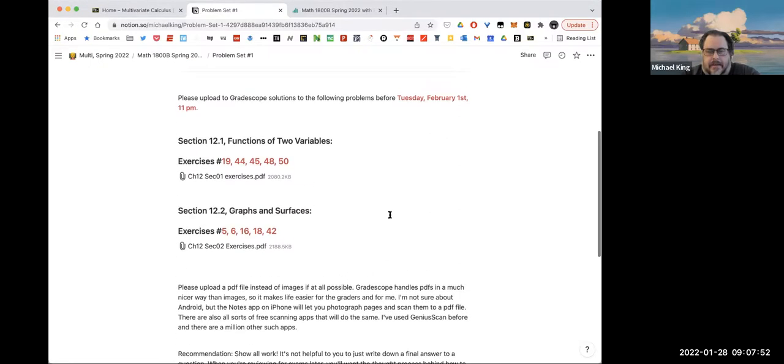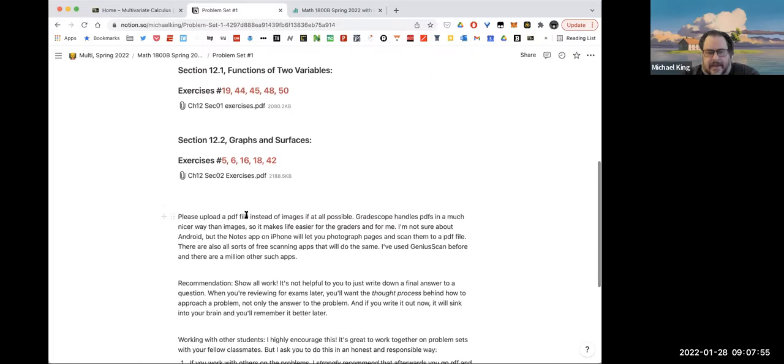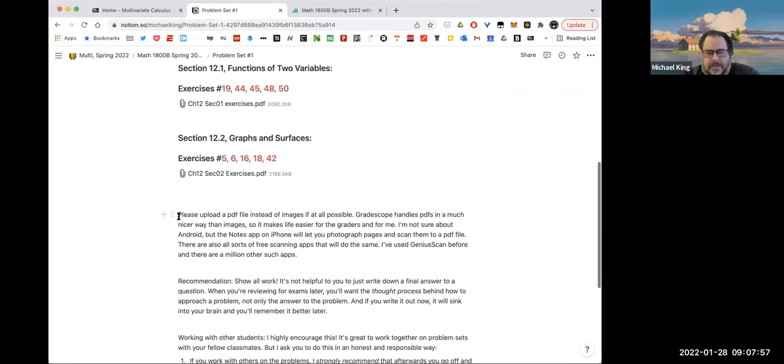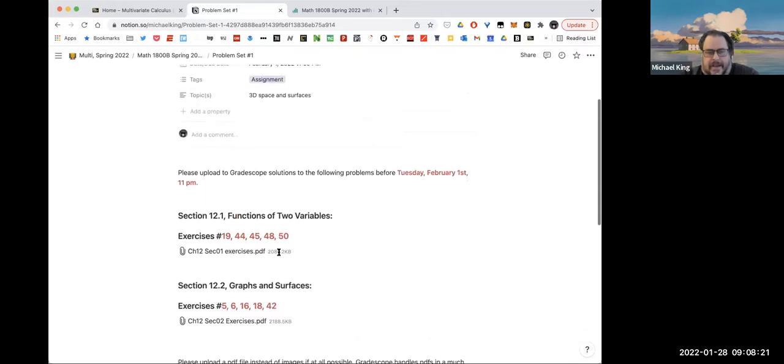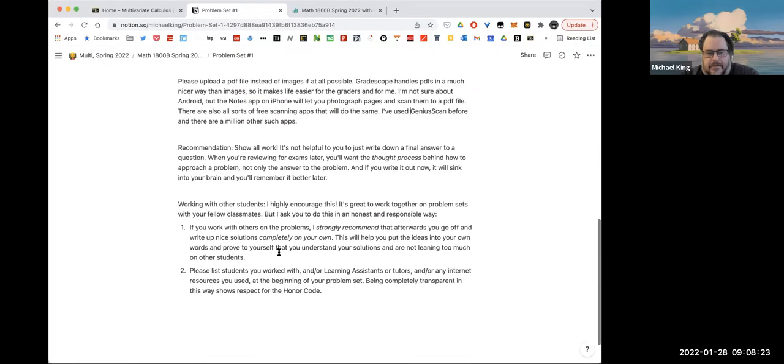And just a few things, like I think if you read these instructions down here, I ask you to please upload a PDF. It gives you the option of PDFs or images, and it handles PDFs more nicely, and it makes life easier for the graders. And pretty much any scanning app will let you export to PDF. So I would just appreciate if you do that.